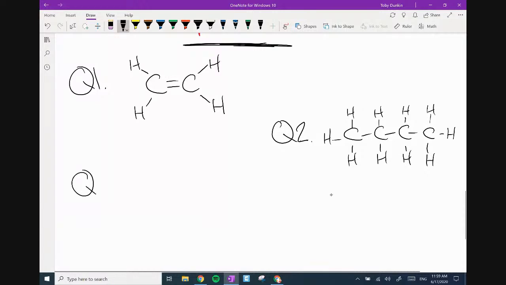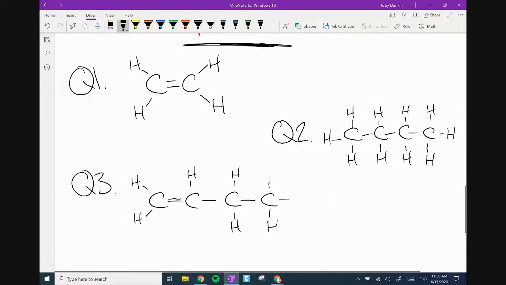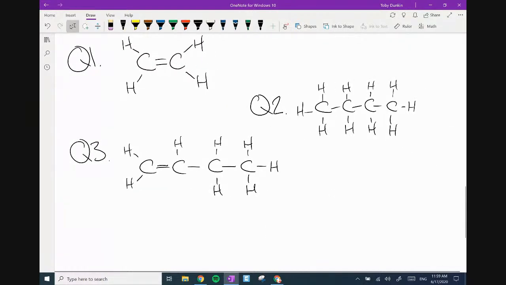Question three. I like it. Ethene, butane. Love it. Everyone's on this. Everyone's getting it. I like it. There we go. Name it, please. It's going to be so nice to see if you guys remember any of the stuff I taught you in year nine. My mind is blown. Why, Isabel? Butene. I love it.